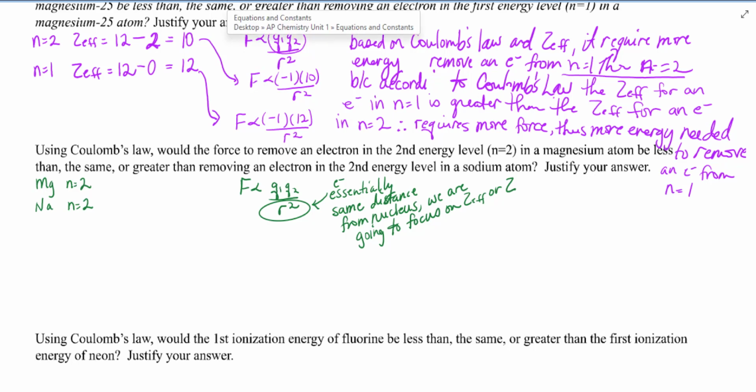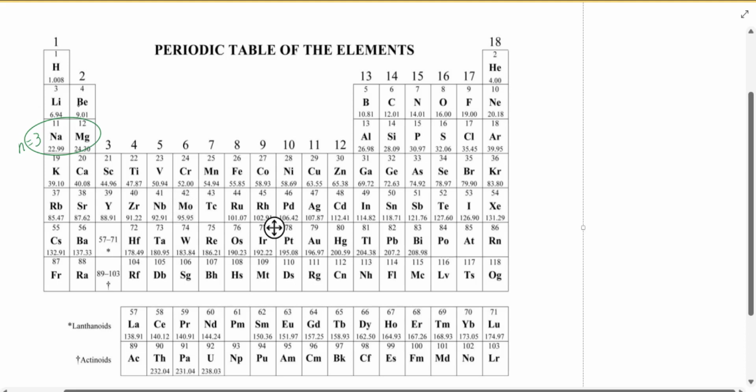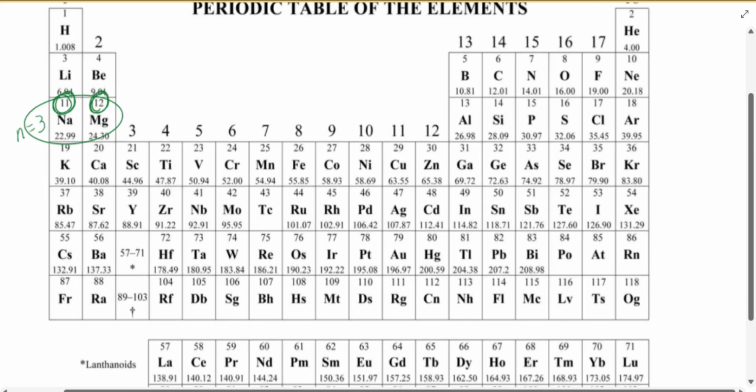All right, so let's look at that, because our effective nuclear charge is not going to be the same. Let's do a periodic table. I'm going to erase all this. And we are focusing on sodium and magnesium. So they're on the same energy level. Both of them are on energy level 3, but we're removing an electron from energy level 2. So we are going to focus on what's different about them, and what's different is the number of protons. Sodium has 11, magnesium has 12. So again, I want to be clear on this.